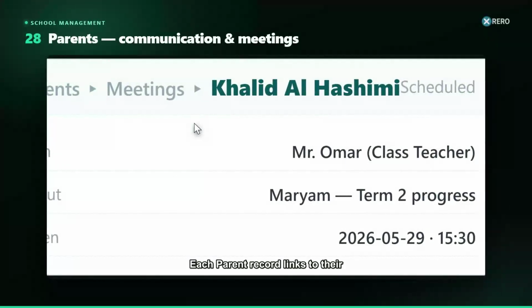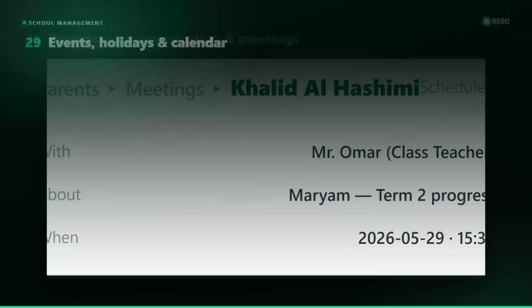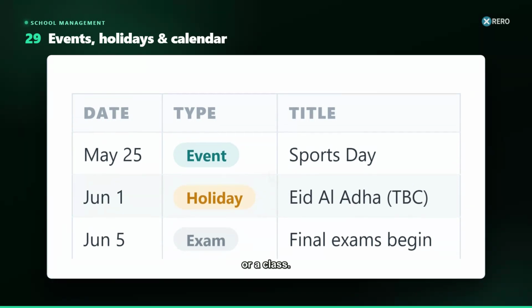Each parent record links to their children. Send communications. A message moves draft, sent, read, so you know it was seen, and book parent-teacher meetings: requested, scheduled, completed, canceled. Publish the school's academic calendar. Events, sports day, parents' evening, public and school holidays, and announcements to the whole school or a class.